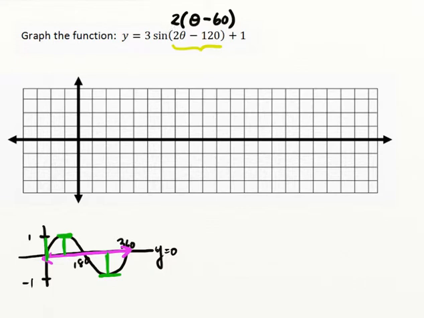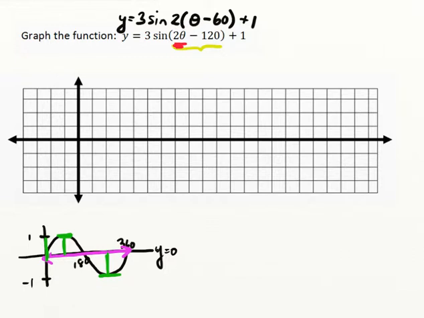So the equation we're actually going to graph is 3 sine 2 (theta minus 60), and then plus 1 on the end. Be careful with that. If you see just one set of brackets and you see something like 2 theta, you need to make sure that you factor out and get theta all by itself. All right, so be aware of that.